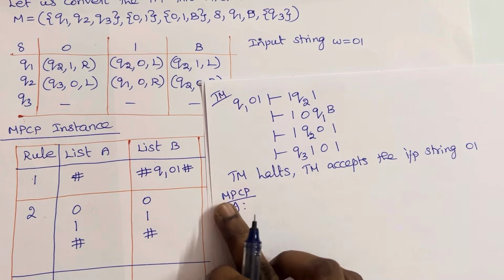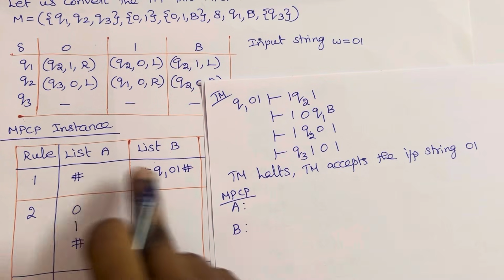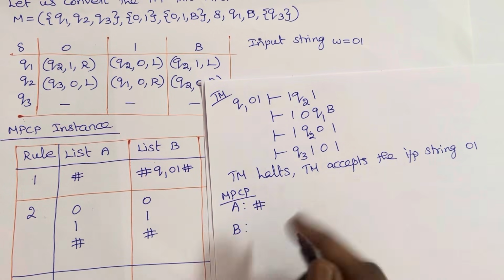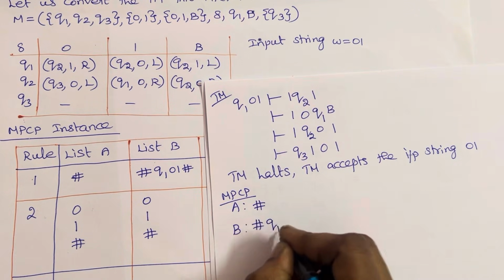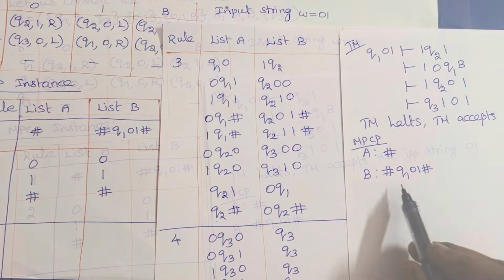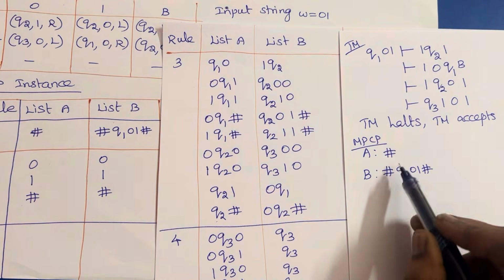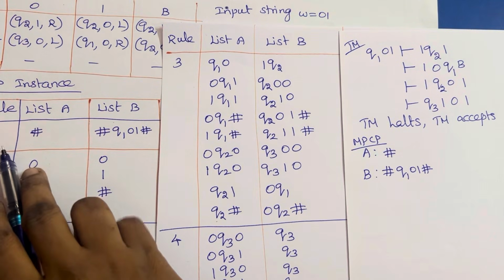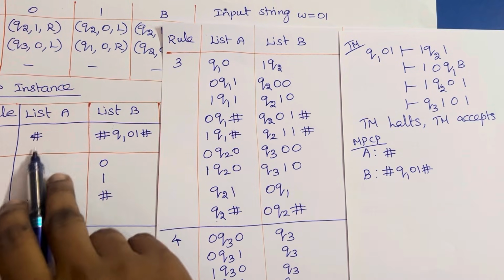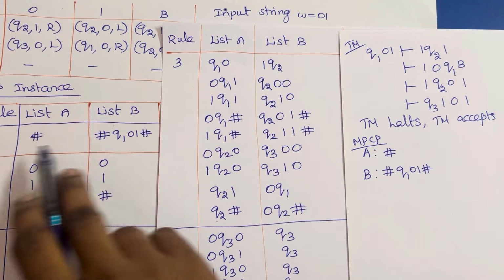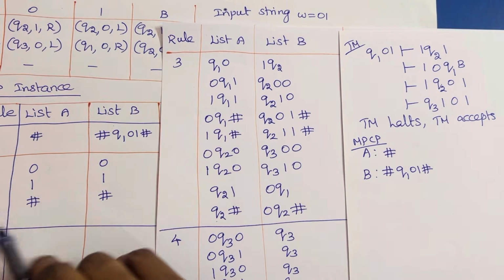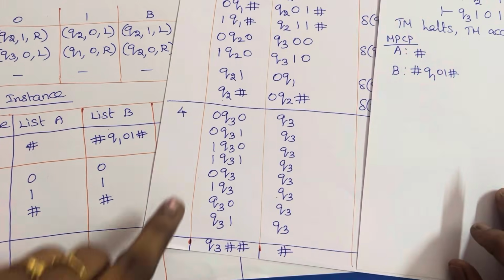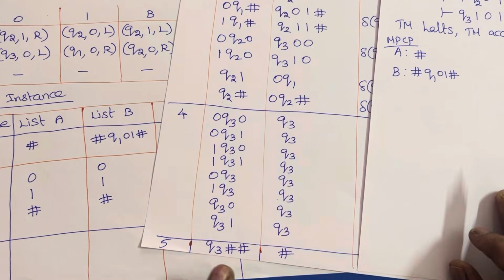So we know that modified PCP means we have to start with the first pair. So hash, in list A we need to attach hash. In list B we have to write hash Q101 hash. So now we need to match this list A and list B. So we need Q10 in list A, right? So hereafter we can't use rule 1 because it contains only hash and here Q101. So hereafter we will use rule 2 and rule 3 continuously. When we enter into the final state, we may refer rule 4 and rule 5.